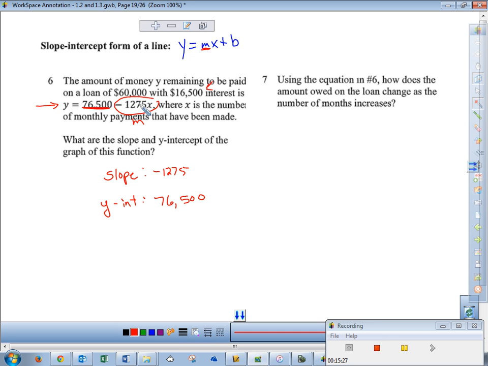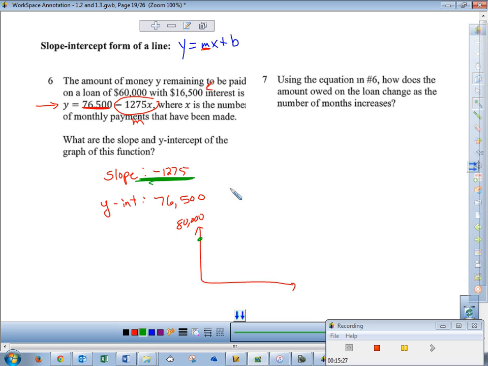Using the equation in number 6, how does the amount owed on the loan change as the number of months increase? I'll let you think about it for a second. You can discuss with your pal, how does the amount owed, which is y, on the loan change as the number of months increase? Well, that's where a sketch could help you out if you wanted to. You could say this is like 80,000, and then don't you start right here? And then what happens to this guy as we go on? Does it go up or go down?